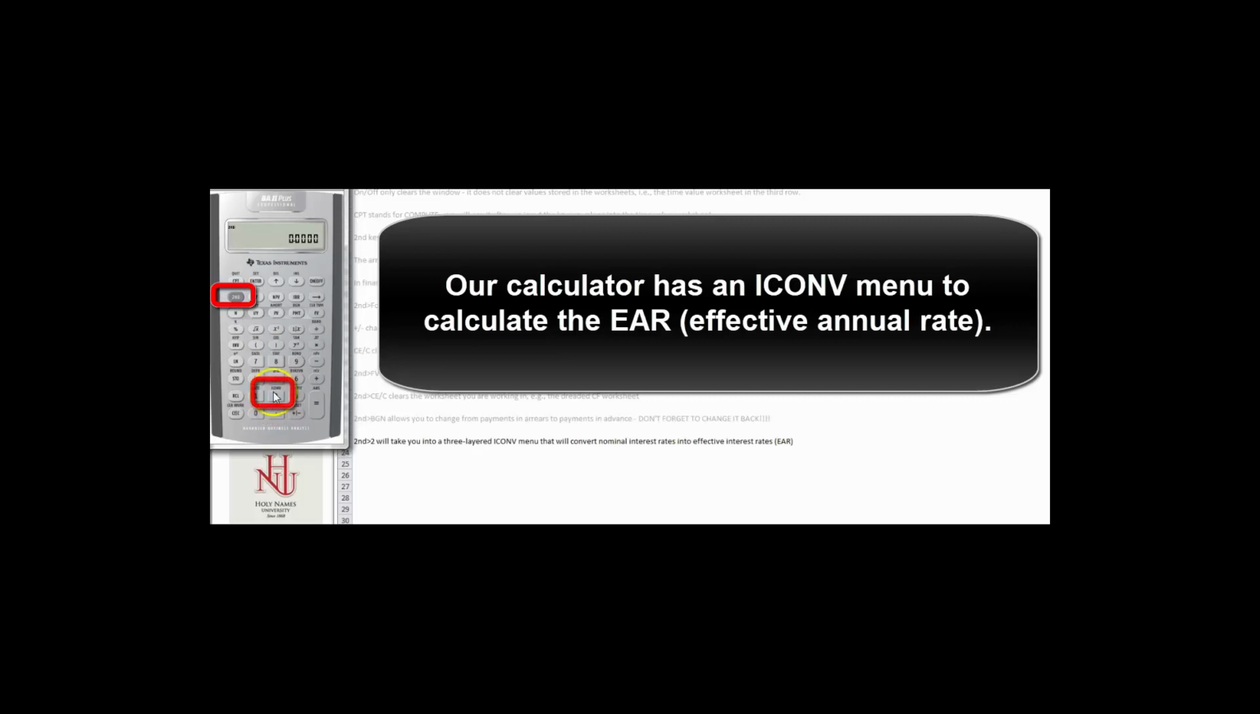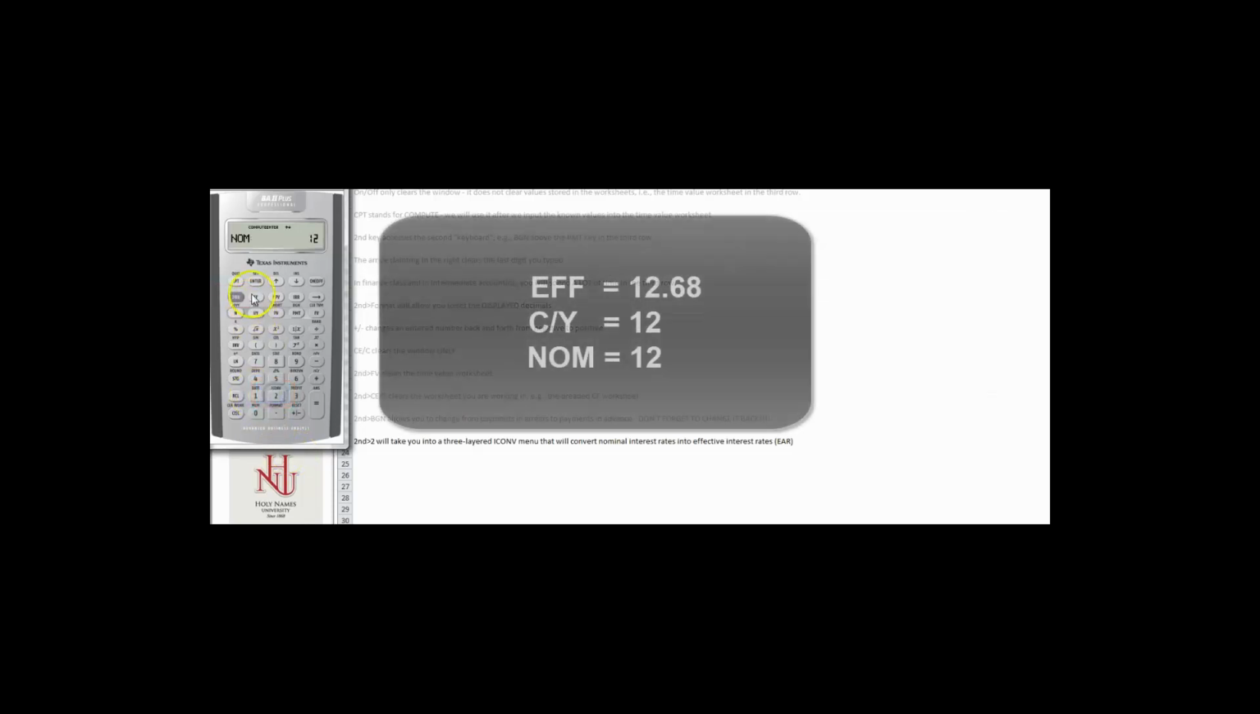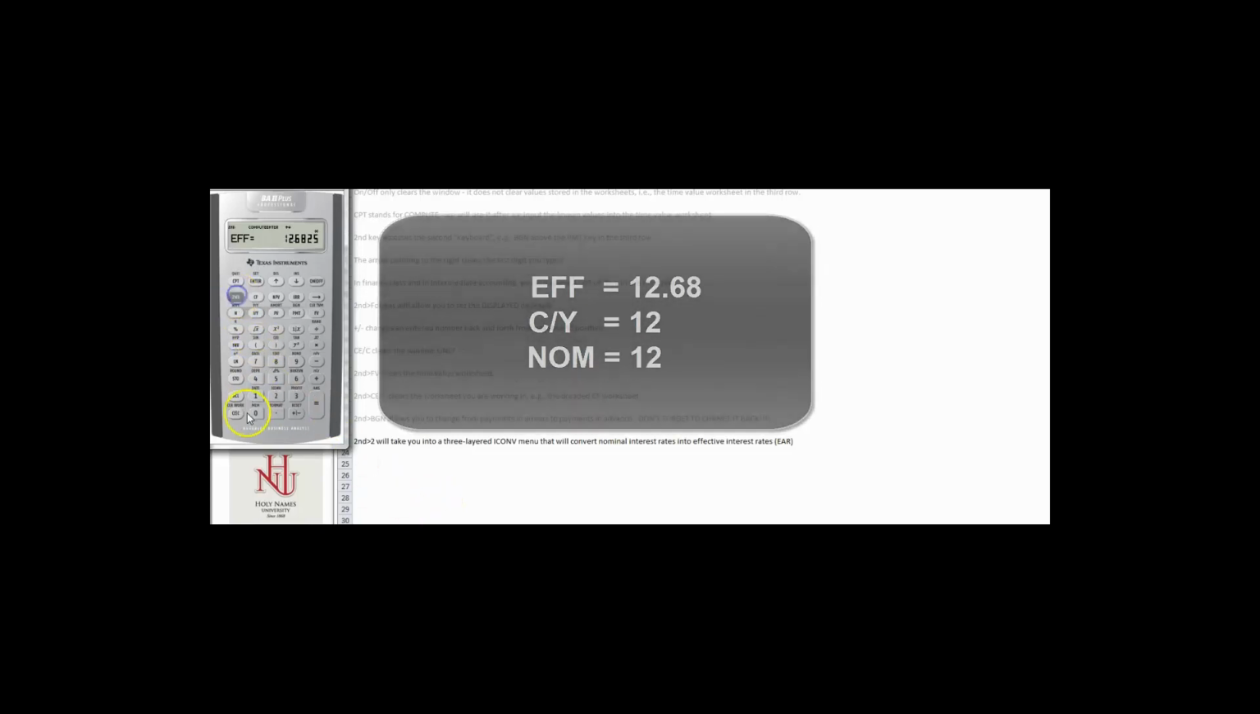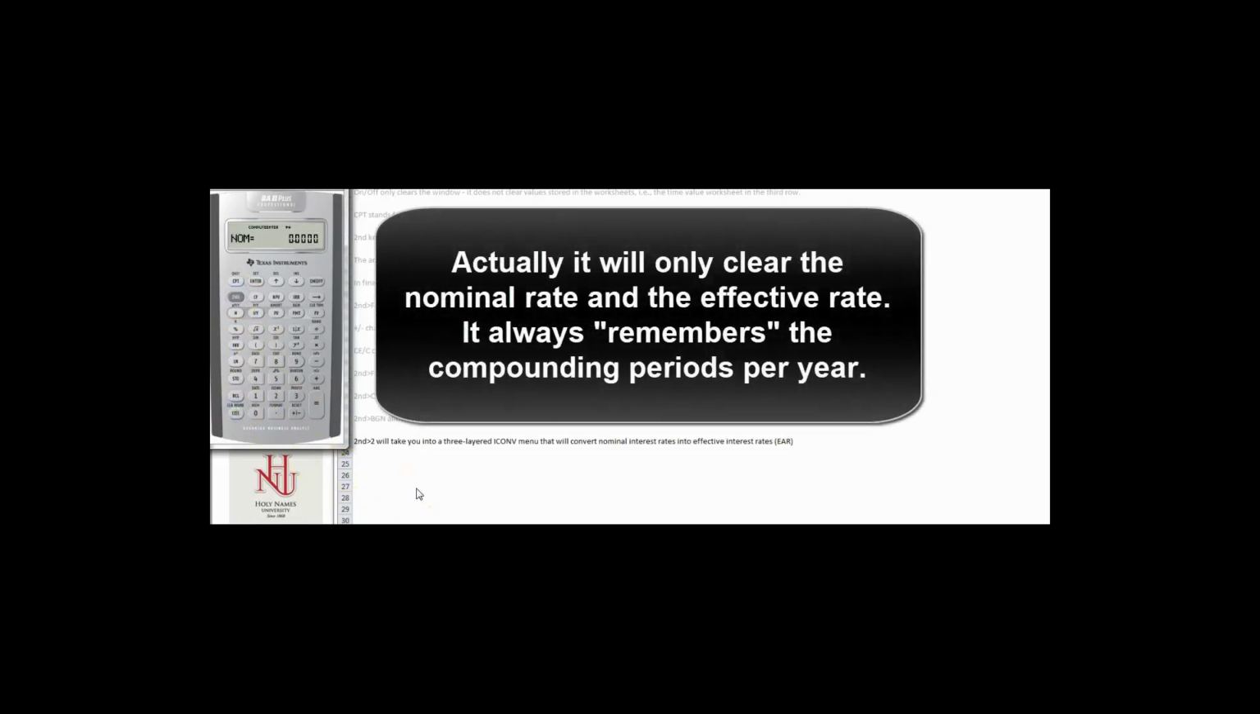So if we go to second, interest conversion, let's clear everything that's in there before we start. And let's say we had a nominal rate of 12. Enter. Go up. It asks us how many compounding periods per year. Let's say 12. Go up, and then we hit compute, and it tells us a 12% nominal rate, but compounding every month is a 12.68 effective annual rate. It's a pretty handy tool, and don't forget to clear it when you're done so that you don't leave something in there from the last time, the next time you go to do an effective annual rate.